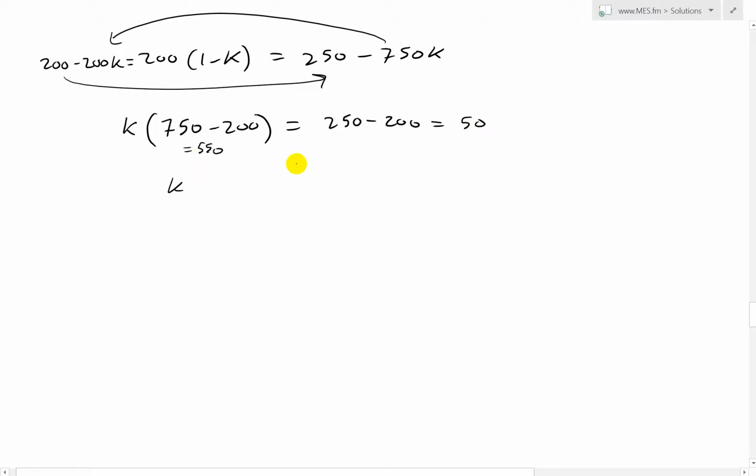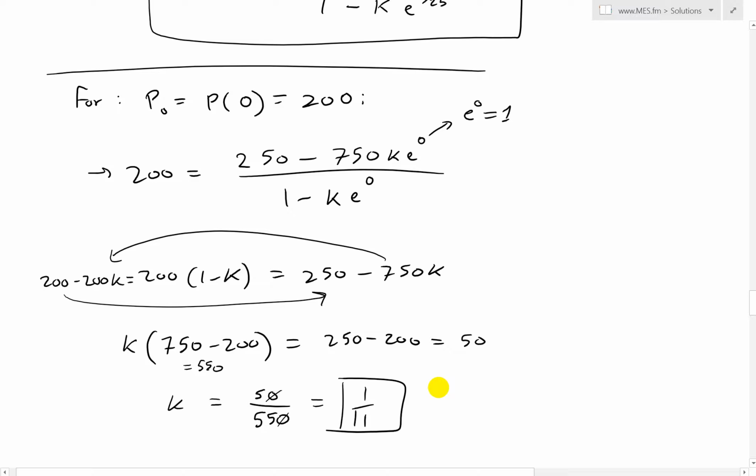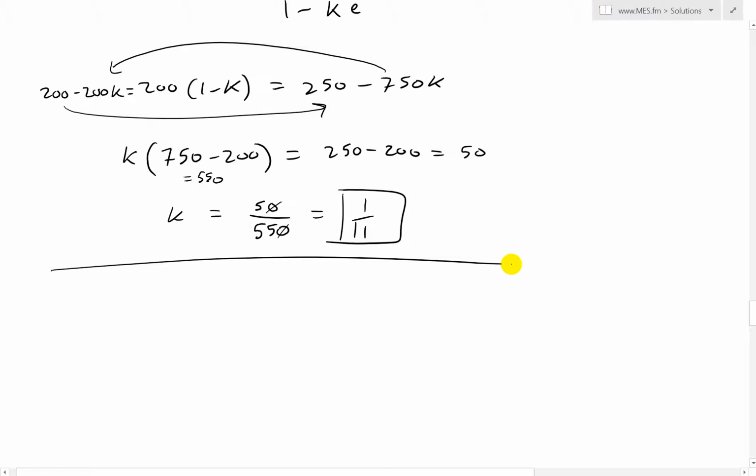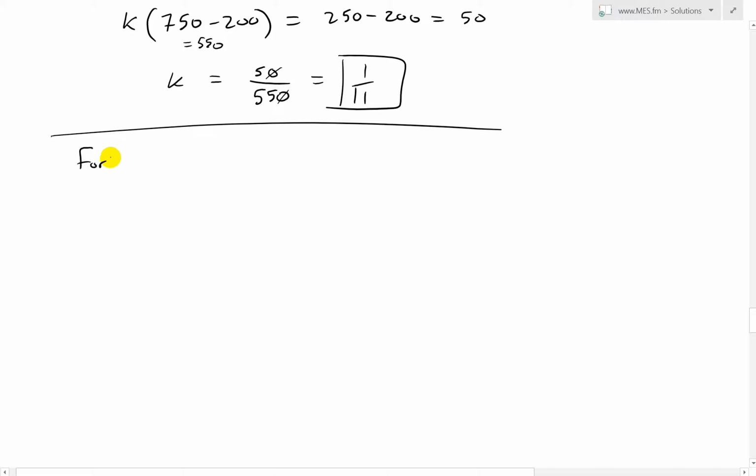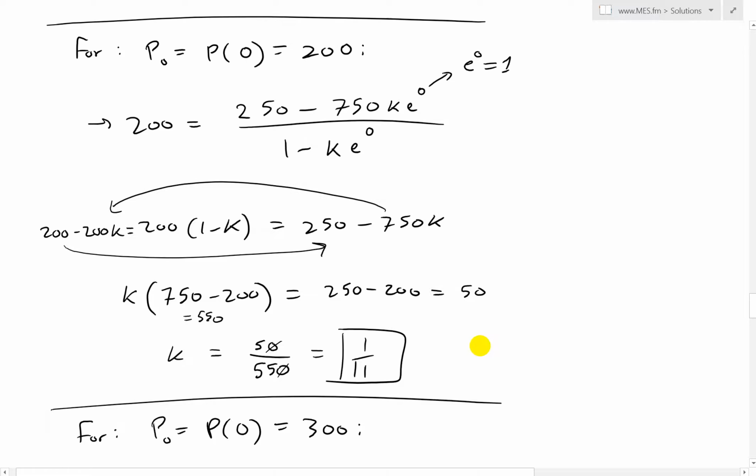So what we get, moving this over to the other side, k equals 50 over 550. And then cancel the zeros like that. 5 goes into 55, well, 11 times. So this equals 1 over 11. So k is 1 over 11 for initial population of 200. And we'll put this all together soon. Now let's look at the second part. For P of 0 equals 300, the only difference now is this is a 300.